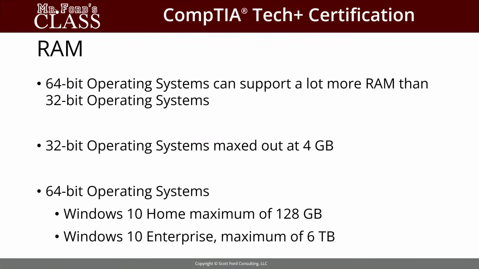RAM, 64-bit operating systems can support a lot more RAM than the 32-bit operating system. 32-bit operating systems maxed out at 4 gigs of addressable RAM, while a 64-bit operating system can hit this maximum depending on the operating system.